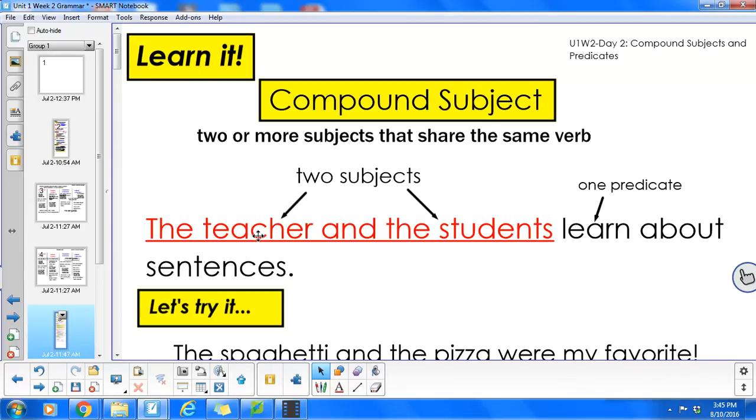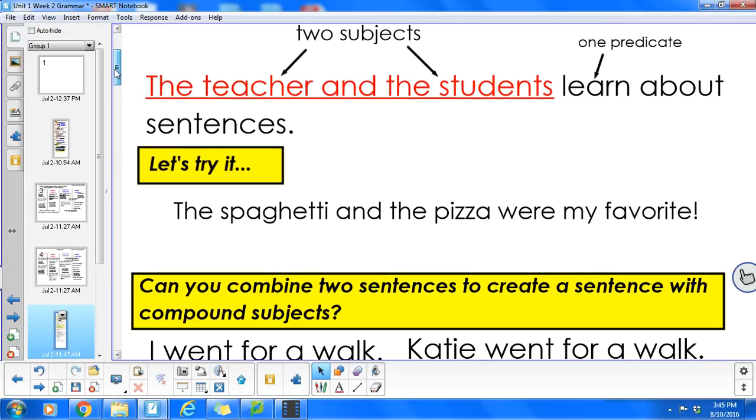Like here I have the teacher and the students. But I have one thing they're doing. They're learning about sentences. So this sentence is a compound subject sentence. So let's try one. The spaghetti and the pizza were my favorite. I do love pizza.